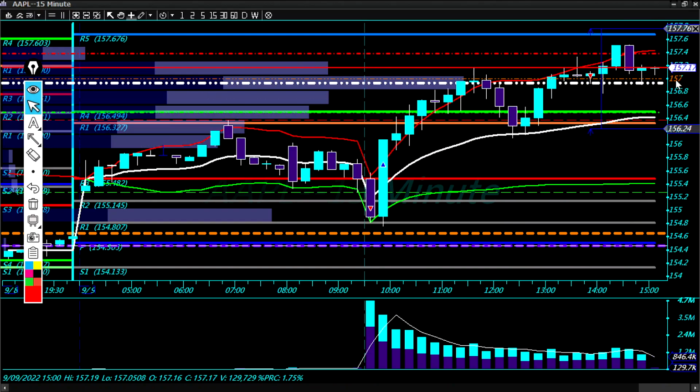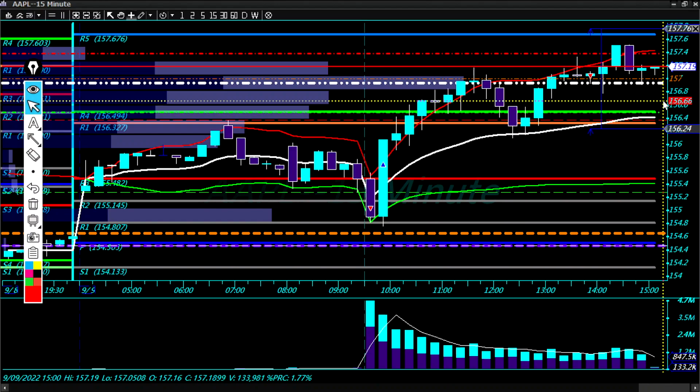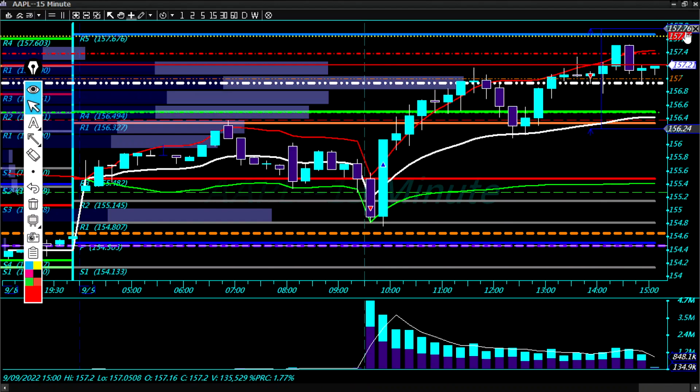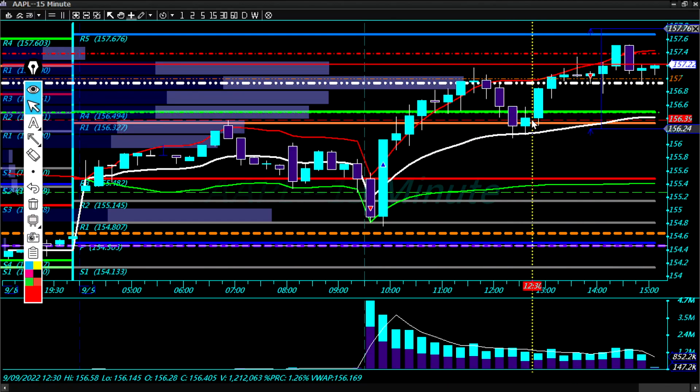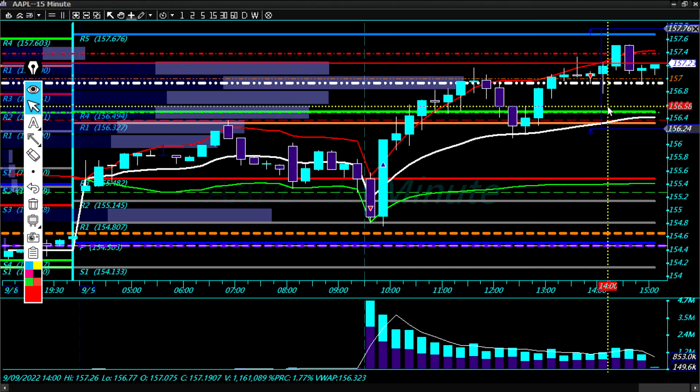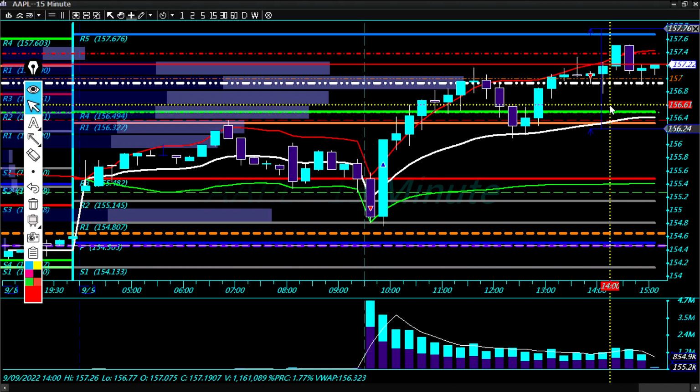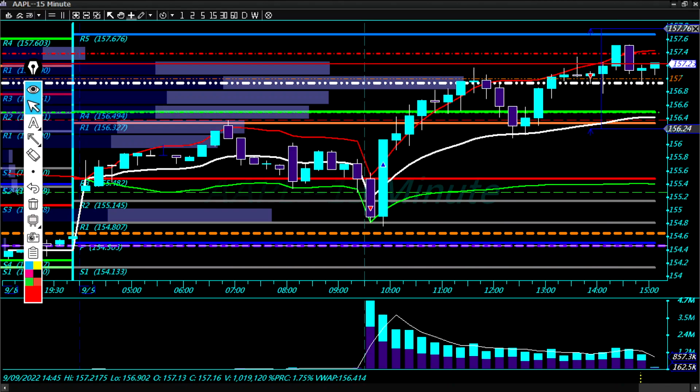So let me put my stop at 157.76. If we break above R5, then I'm out. It looks like a little more than 1-to-1, so this trade isn't really a great trade anymore, because when we pulled back here and bought off of VWAP, it's kind of tricky right now. Let's see how it works out.